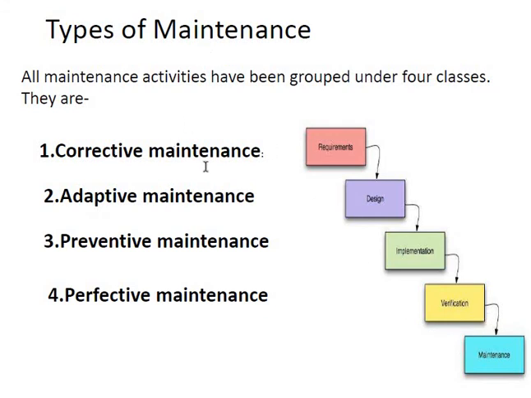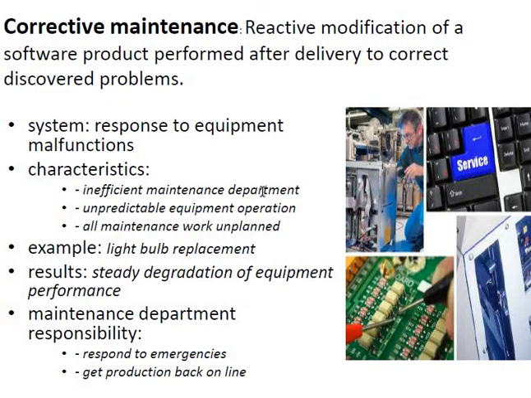So the types of maintenance: corrective maintenance, adaptive maintenance, preventive maintenance, and perfective maintenance. Corrective maintenance is the reactive modification of a software product performed after delivery to correct discovered problems. Let's say once you have delivered the product to your client, if any bugs or failures are found, you are correcting those problems. This is a kind of corrective maintenance you are doing for the particular software product.